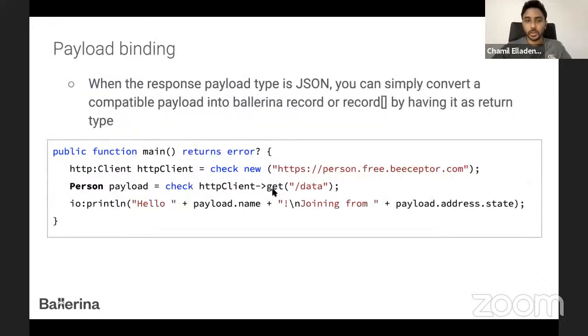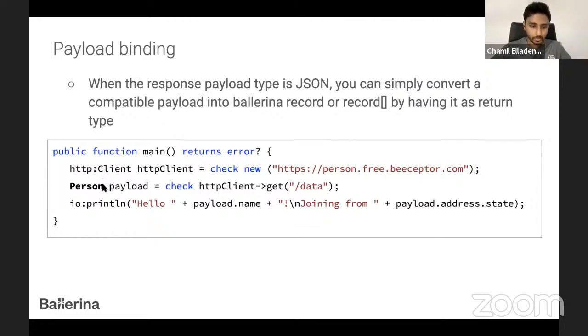So payload binding is one step further than the previously discussed version. You get the payload from the response, and then you convert it into a record. You can specify this as a JSON, or else you can define it as a person. When you have the payload as a JSON, you can simply put JSON here. The client will get the inbound payload and parse it to JSON, then it checks what payload type you want, and if it is a person record, it will bind it to a person record.